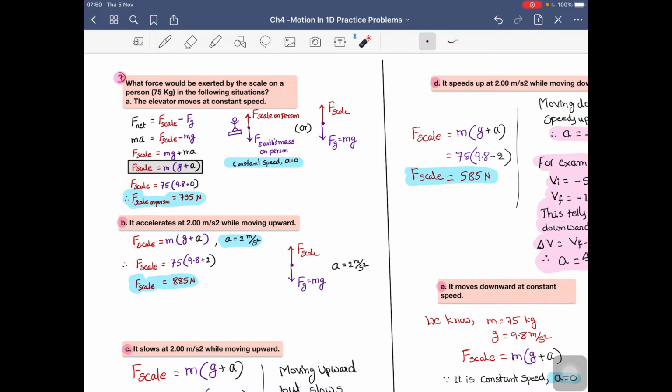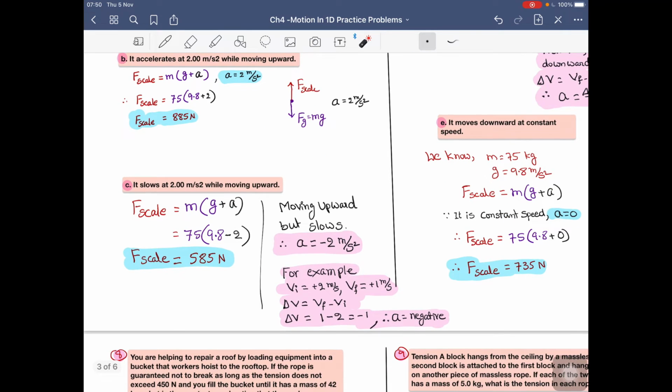The net force is equal to the sum of these two forces. One force is upward, another force is downward. So I have taken the downward force as negative already. So do not take the G value negative again here. We have taken it already. Therefore we know the formula F scale equals M times G plus A. Here A equals positive 2. So plug in. Therefore F scale equals 885 newtons.